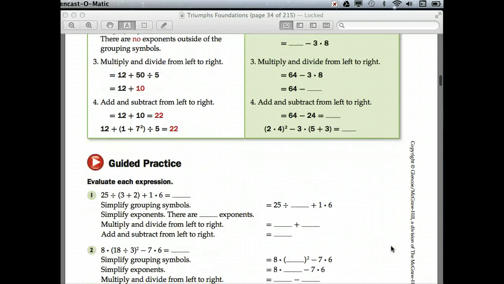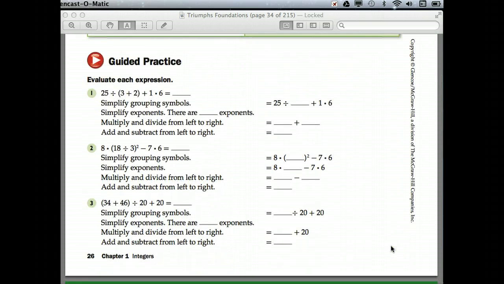Excellent. Okay, I want you to take a little moment to work this guided practice, and then when you get that completed, write it so you can turn it in a little bit, and then restart the video so you can work the next part.